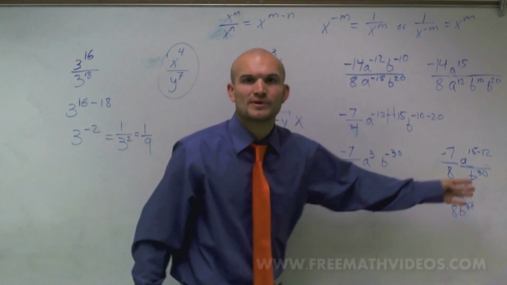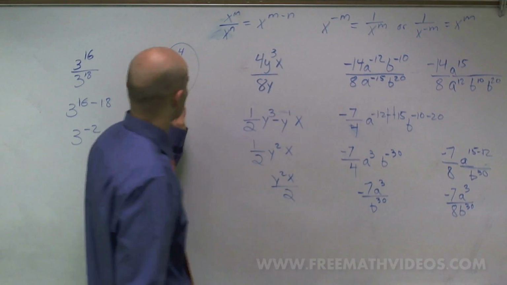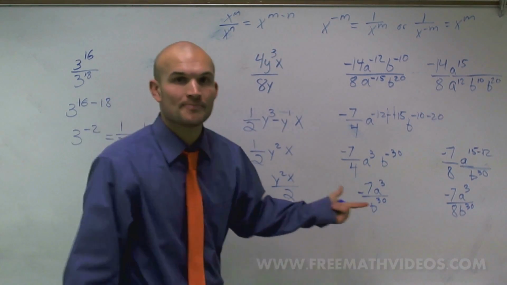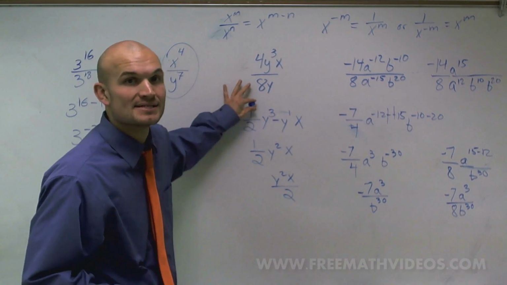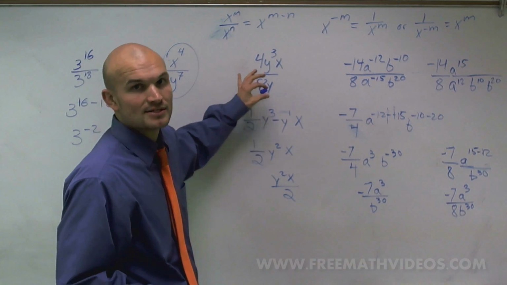So I just kind of threw that extra example in there for you. But I hope using the quotient rule helped you. Just remember, you have to have the same base. And when you have the same base and you're dividing two numbers with exponents, just subtract the exponents.